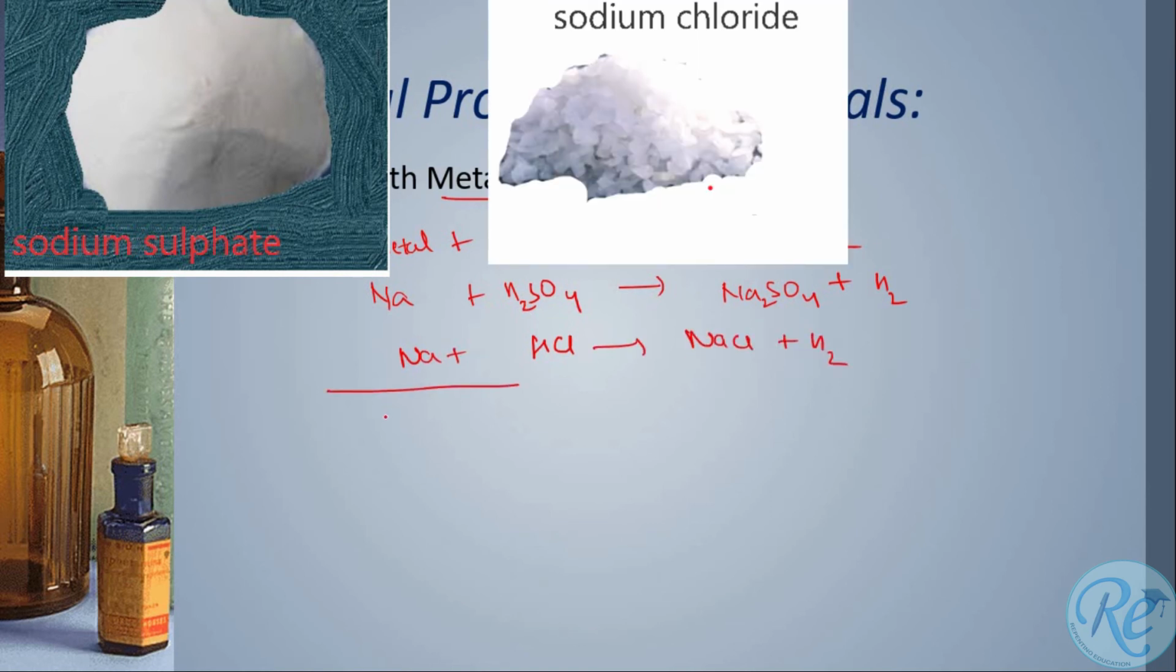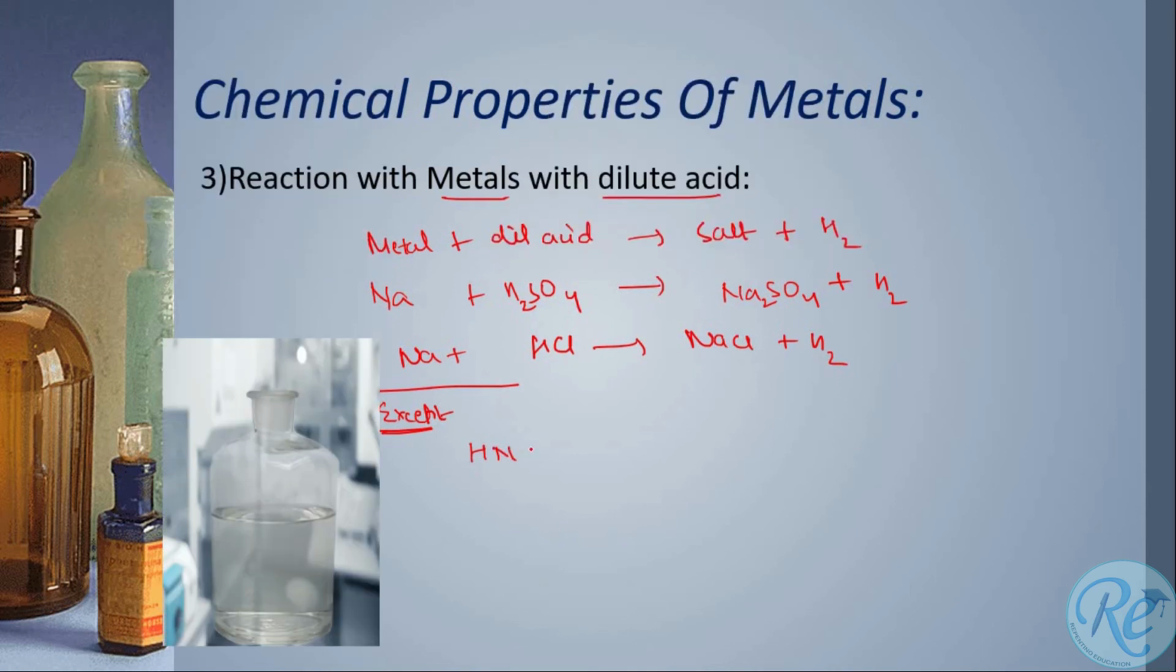But the exception is here, and this is the most important part, that HNO3, which is a strong acid, does not give hydrogen when reacted with metals.